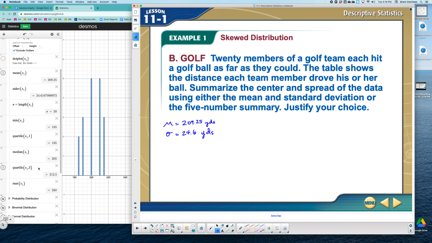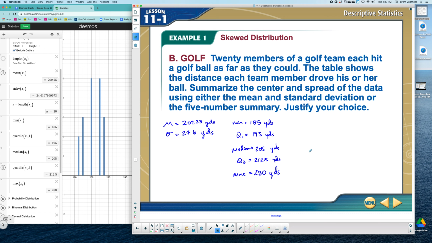Now the 5, so there's the mean and standard deviation, or the 5-number summary. Now what's the 5-number summary? It's these values. We would say the minimum, that was the smallest value, was 185 yards. The first quartile, which some people just call Q1, is comprised of 195 yards and less. The median, or the middle, would be 205. And then we have quartile 3, Q3, which is 212.5. And finally, the maximum listed at 280.